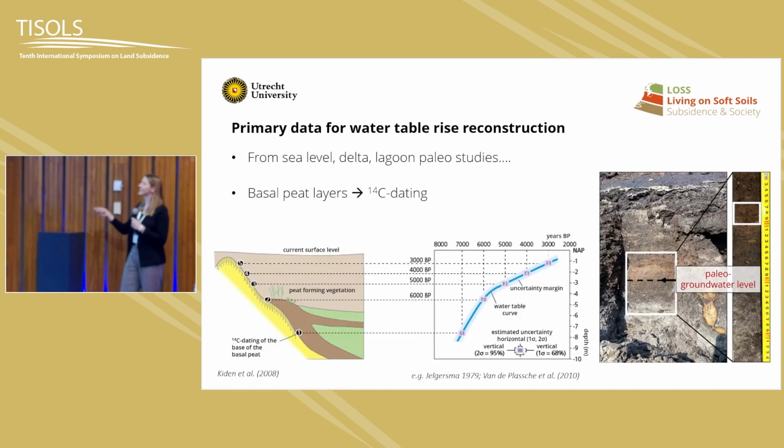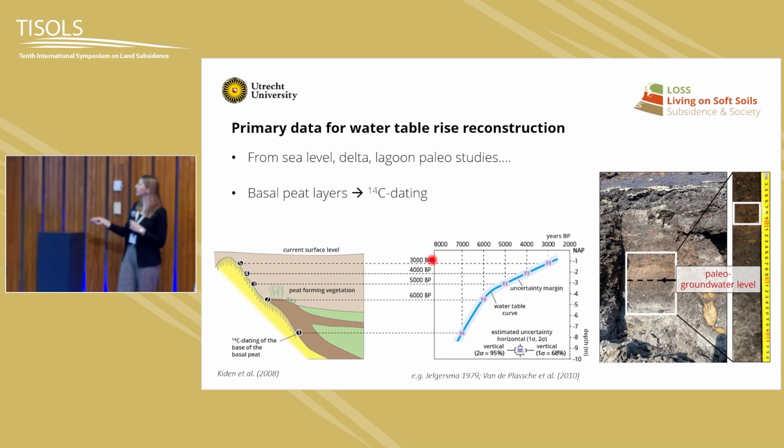So what's that? Well, for the water table observations, we use basal peat layers. And the reason for that is that this basal peat layer is the first peat layer that grows on top of the Pleistocene surface.